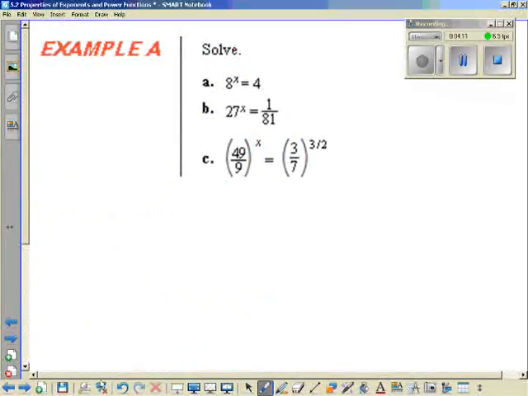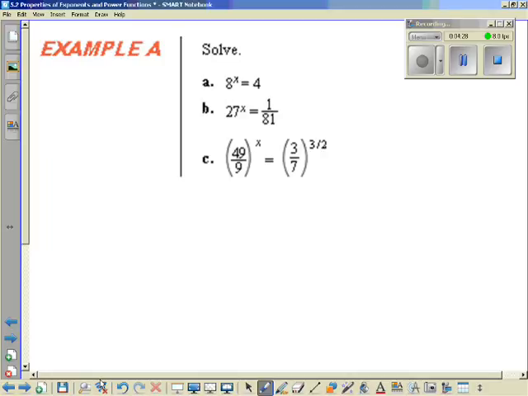Let's clear the ink off this page and do example B. Example B says 27 to the x equals 1 over 81. So I want you to take 27 and 81 and write them both as powers of 3. They're both powers of 3.